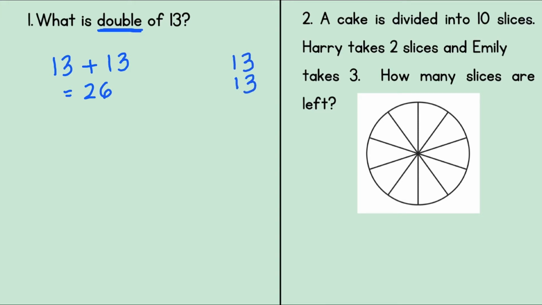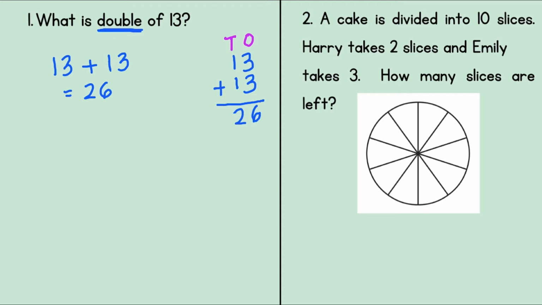So you can write 13 plus 13, and where do you start adding from? You always start from the one side. So 3 plus 3 is 6 and 1 plus 1 is 2. So double 13 is 26. What is double 48? You need to add 48 plus 48.